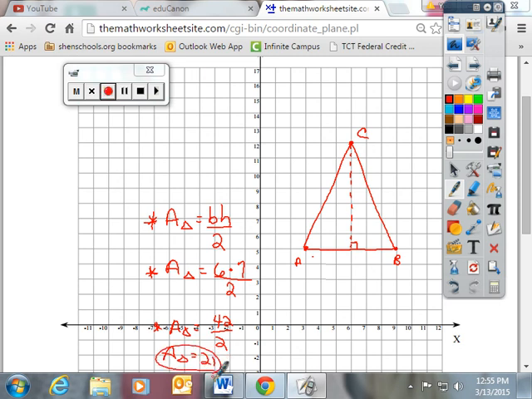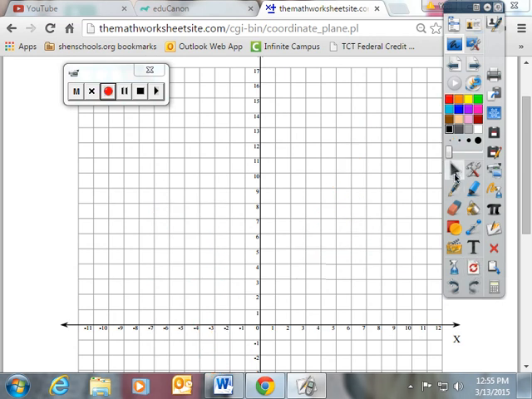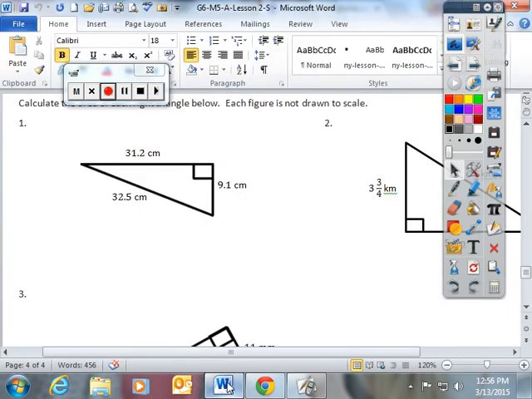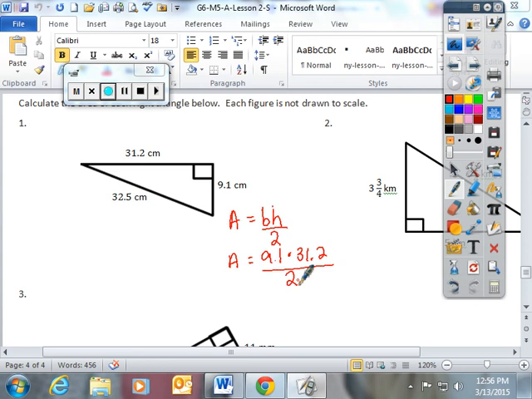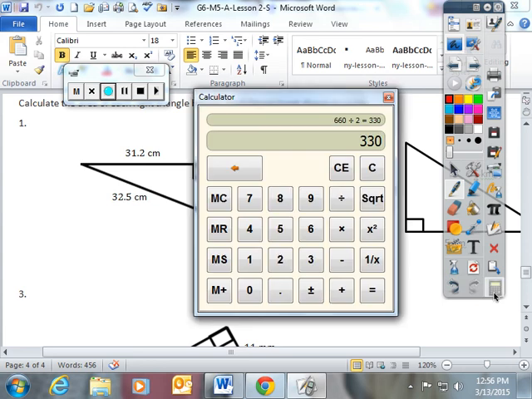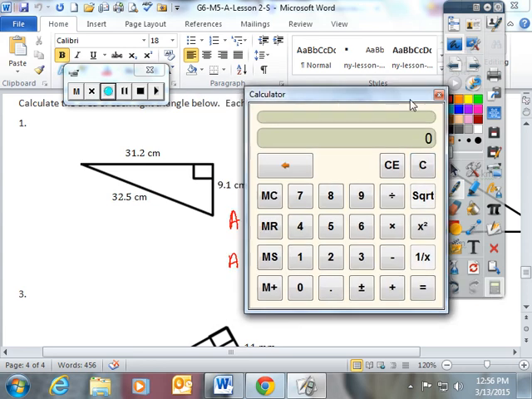Then we went to our module lesson packet and we did some there together. Okay. And I will do a couple for you. And then if you're watching this in Educanon, some videos will pop up to help. So the first one, area equals base times height divided by 2. The area equals 9.1 times 31.2 divided by 2. So pop out your calculator. It's a beautiful time to do it.